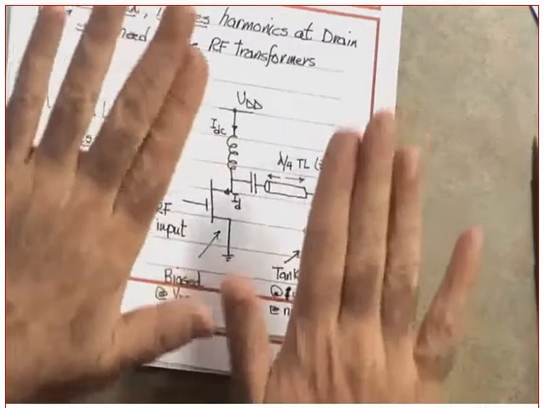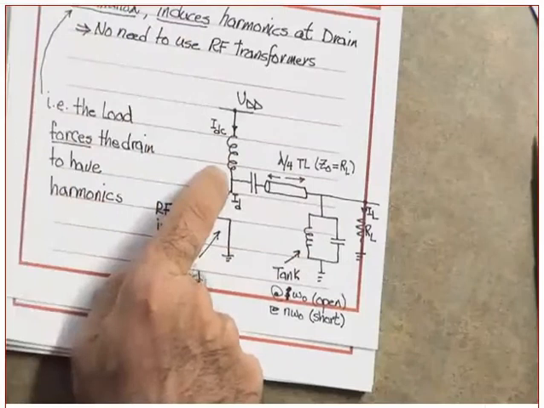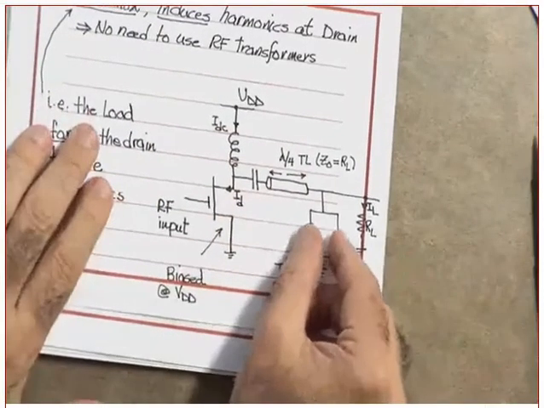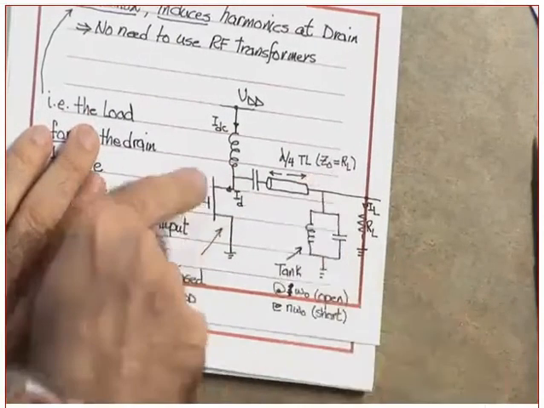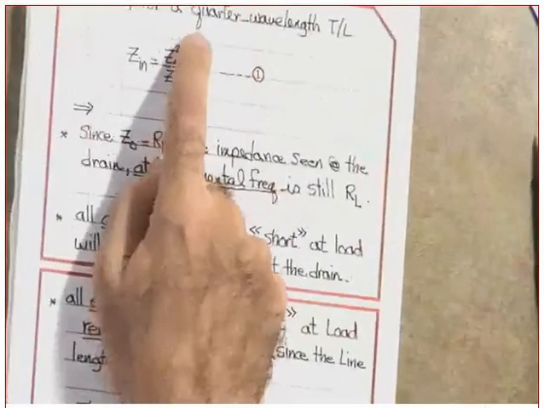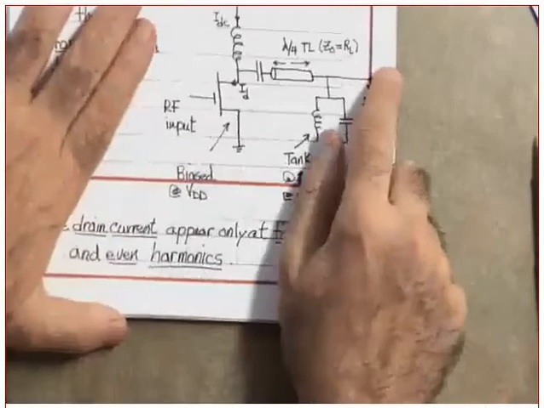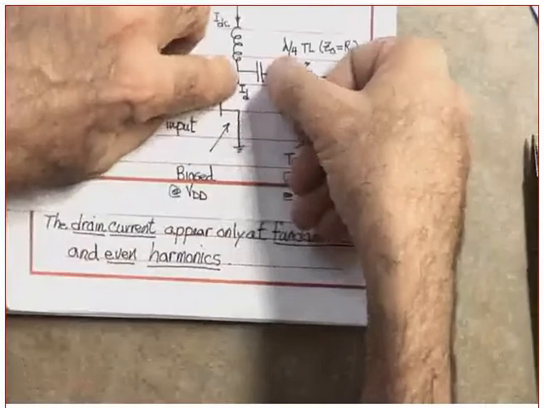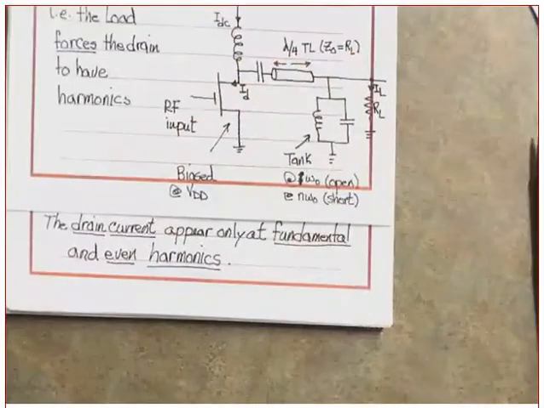What is this? This is at lambda over 4. Yes? Lambda equal to C over F. At fundamental, what do I want? I want this point to have the fundamental and all the harmonics. Keep that in mind. At the fundamental, what is this? Open. What is the load? RL. What is the input impedance based on this equation? RL square over RL. So you get RL. Which means as if I don't have the transmission line. I just have a capacitor and then the load. Yes? Will the fundamental be the same at both points? Why? Because the capacitor does not do anything to the AC.